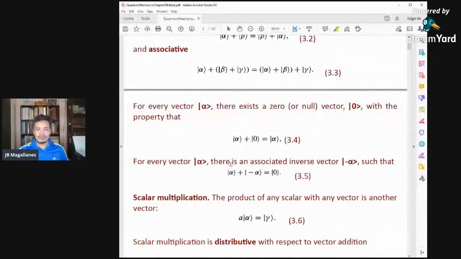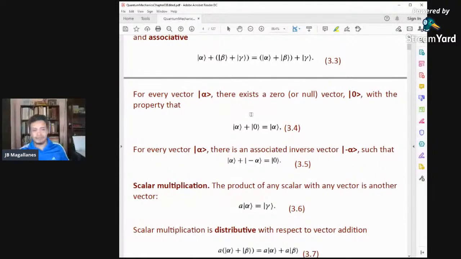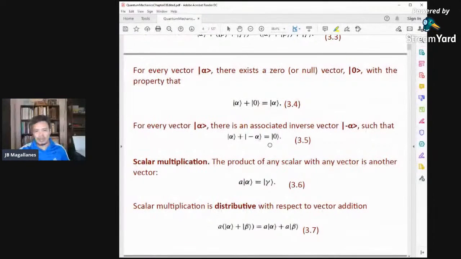There is a 0 vector whose components are all 0. We call that the null vector or the 0 vector, in which when you add to a vector, it gives you the same vector. So say for example you have a vector alpha, you add a 0 vector, then it gives you alpha. Then there's also an inverse vector. We call that negative alpha, such that when you add it to the vector alpha, it gives you a 0 vector.